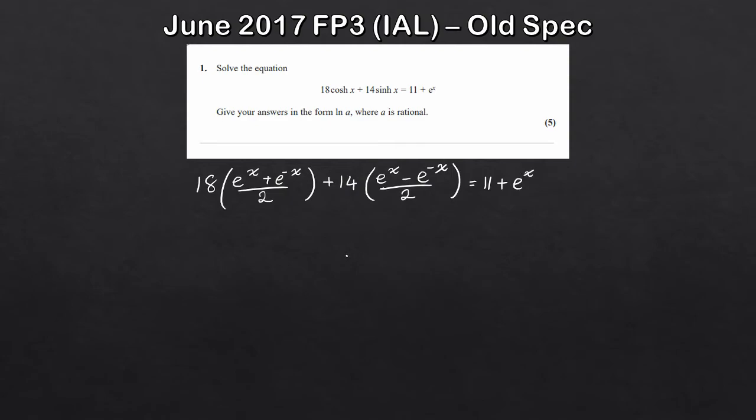Okay. Well, if I've got 18 over 2 and 14 over 2, these will just divide. 18 over 2 is 9. So that's 9 lots of this.